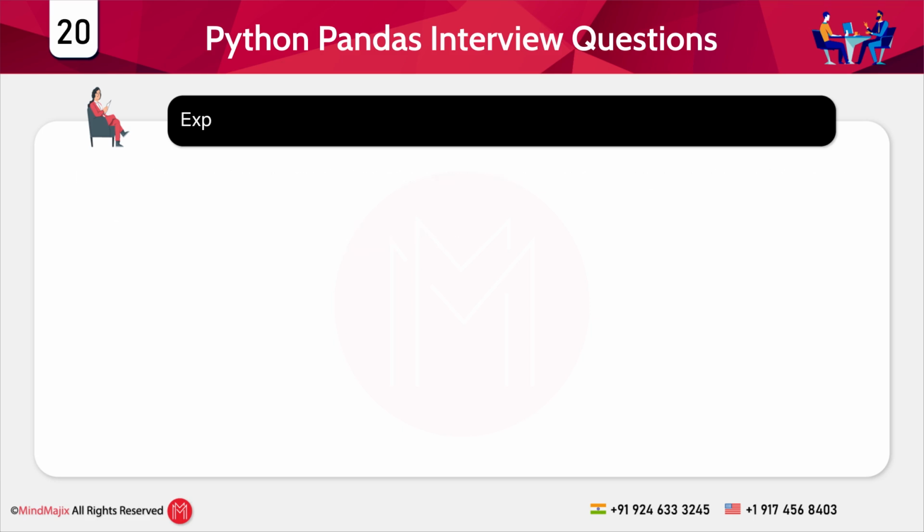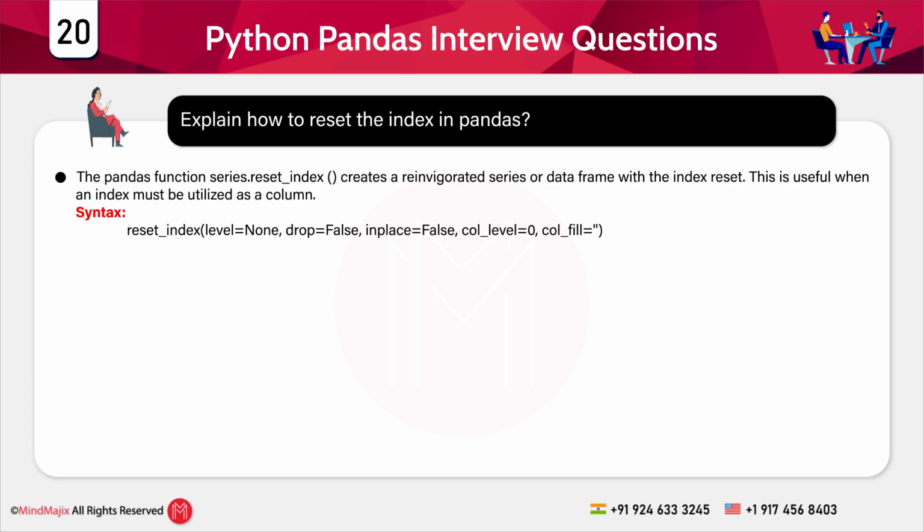The next question is: explain how to reset the index in pandas. So guys, this question and a few of the previous questions are scenario-type questions. First, you have to explain the procedure to reset the index in Python, or the significance of resetting the index, like in what scenarios you need to reset the index in pandas. Then you can mention a few lines of code wherein you have actually done this.